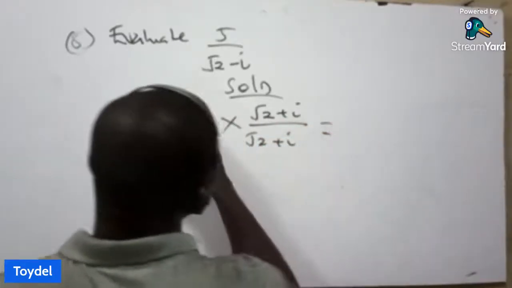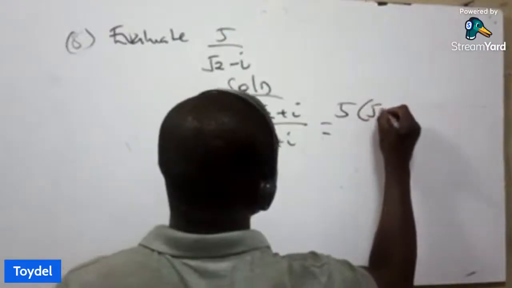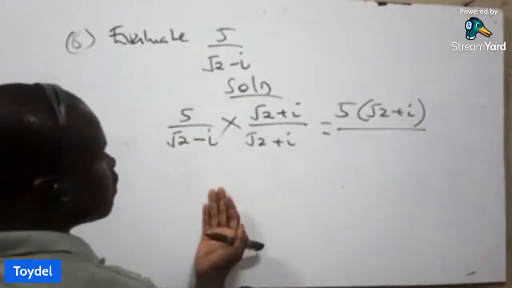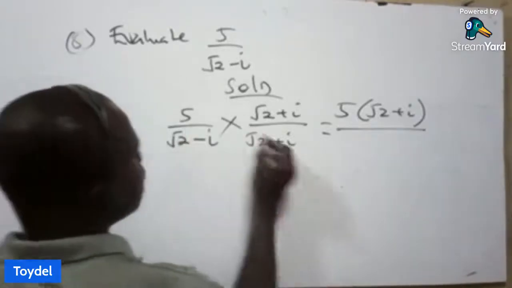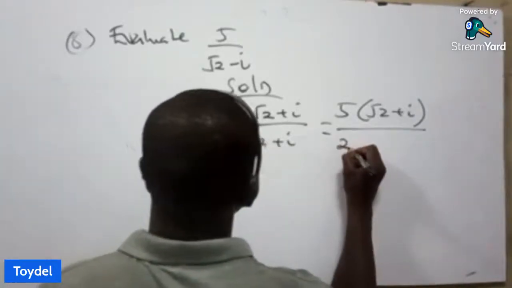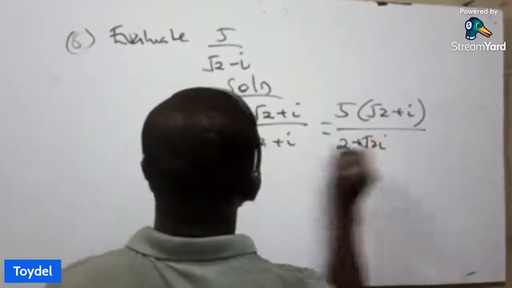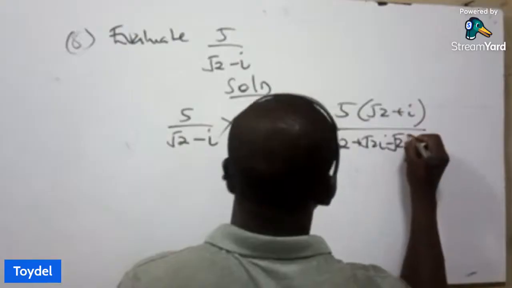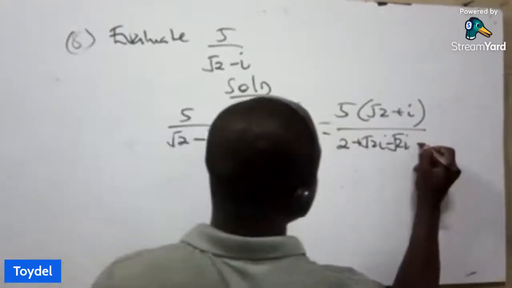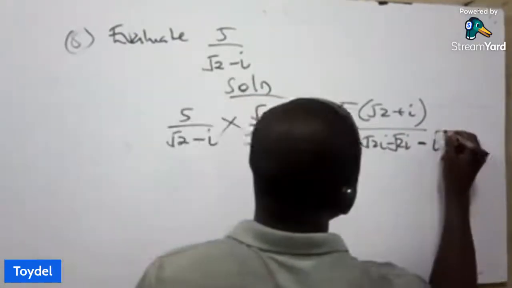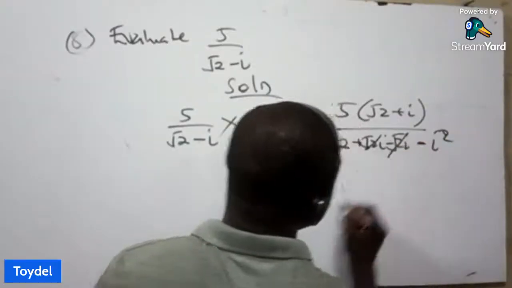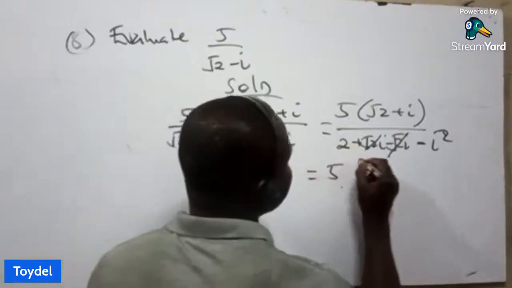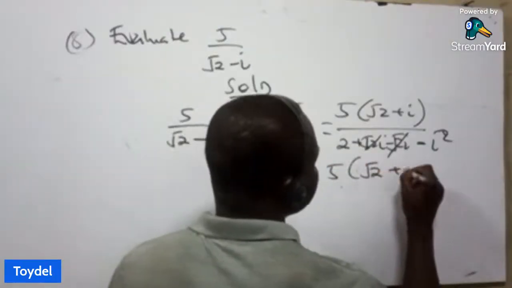Then if that is the case, 5 will multiply the numerator. We have 5 into bracket square root of 2 plus i all over the denominator. It is very straightforward, but let me just expand. So I'm going to have square root of 2 times square root of 2, that is 2, plus square root of 2i. This will give us minus square root of 2i. The minus times plus is minus. i times i is i squared. So square root of 2i minus square root of 2i will cancel out. Then at the end of the day, I'm going to have 5 into bracket square root of 2 plus i.